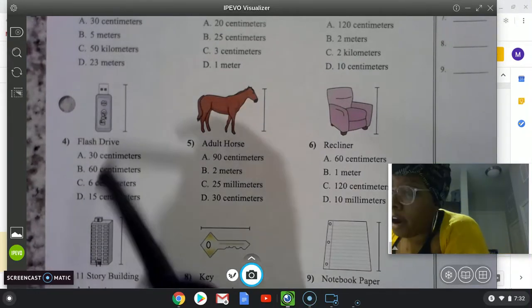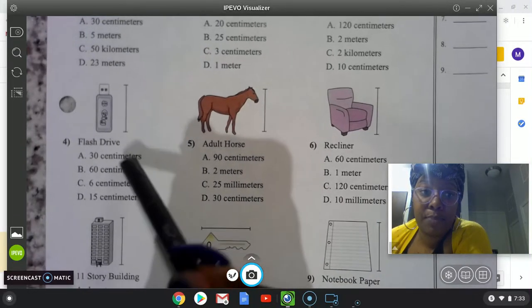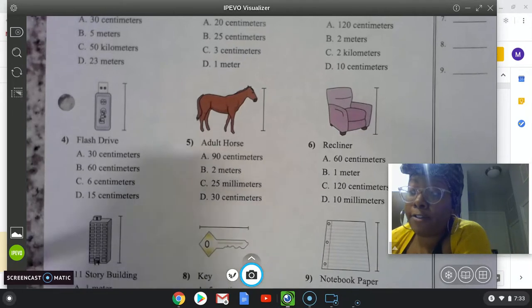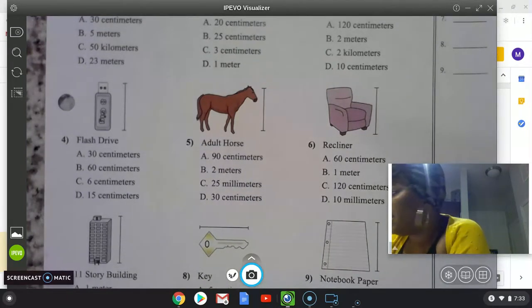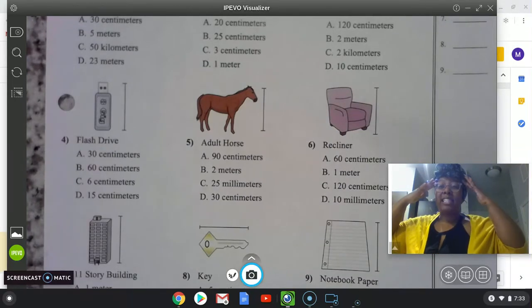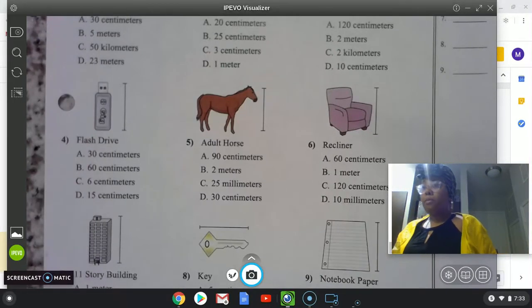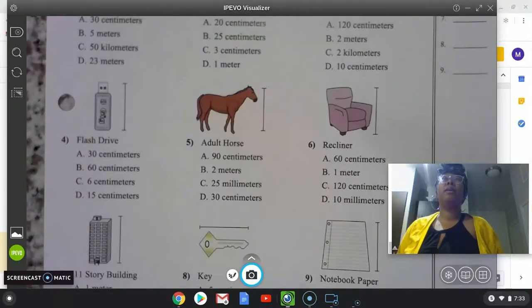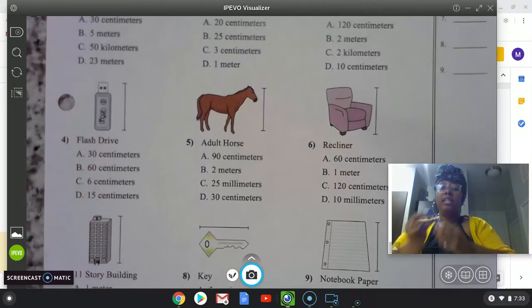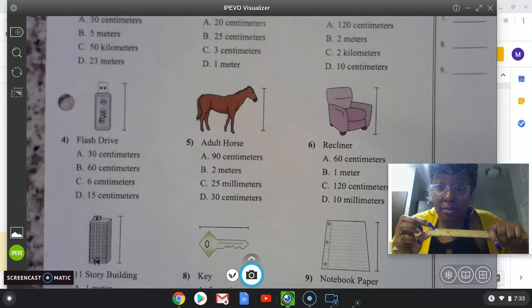So I need to figure out if a flash drive is about 30 centimeters, 60 centimeters, 6 centimeters, or 15 centimeters. Now, this might be a little challenging at first because this is new to me. I can't necessarily picture a centimeter. So the first thing you need to do is think about or look back at your notes. What did Ms. Brisbane say a centimeter was? Okay, I remember. A centimeter is about the size of a penny, right? Or if I had a ruler, I could just see this is a centimeter.